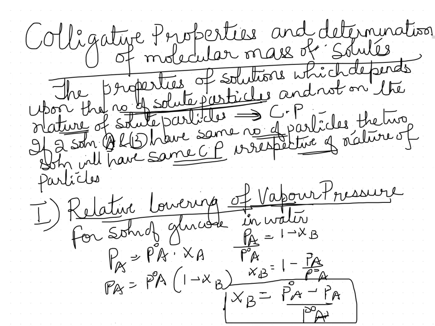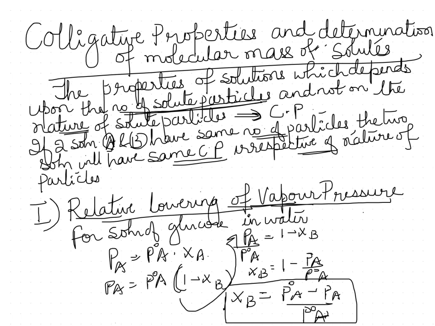So in that case, Pa is equal to P0A into XA. That means the vapor pressure will be dependent on the mole fraction of water in that solution. Am I right? So Pa is equal to P0A into XA. Now for this XA I have written 1 minus XB, because XA plus XB is equal to 1. So I am writing it as Pa is equal to P0A into 1 minus XB.